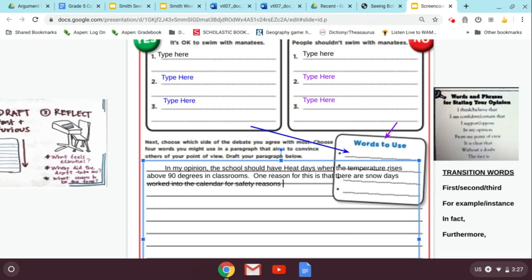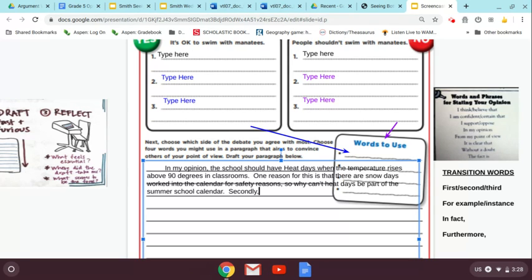So I've rehearsed those. I've used my fingers and said first, second, third. Now that's why I can just type real quickly. One reason, worked into the calendar for safety reasons. So why can't heat days be part of the summer school calendar?